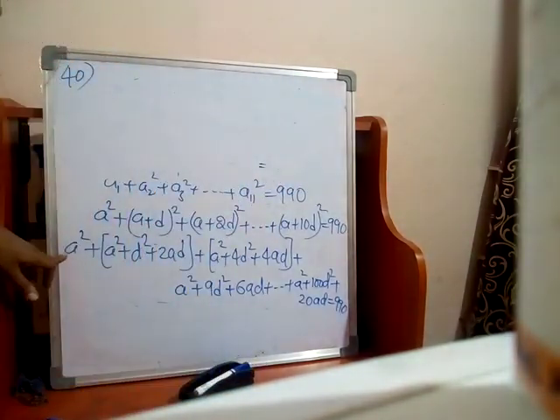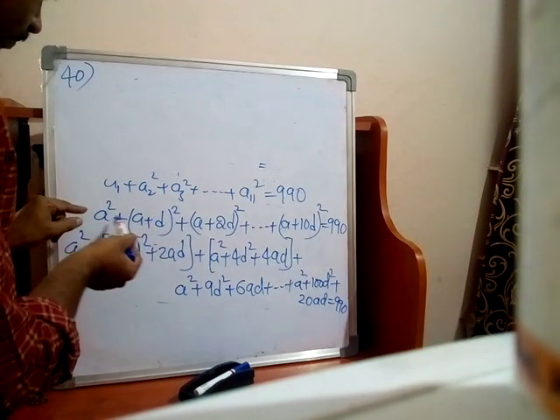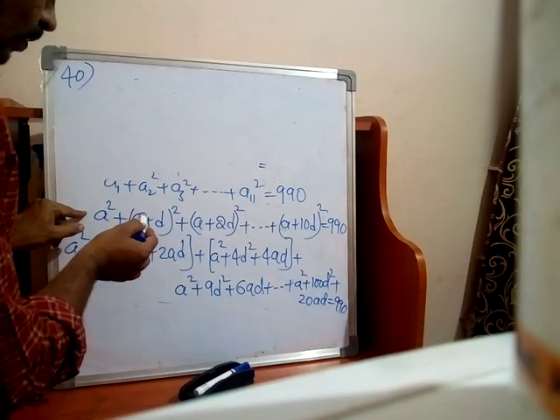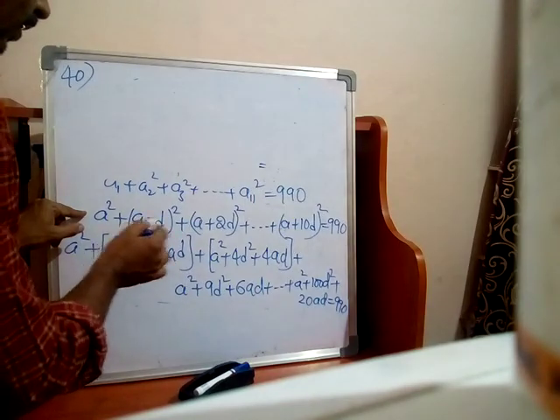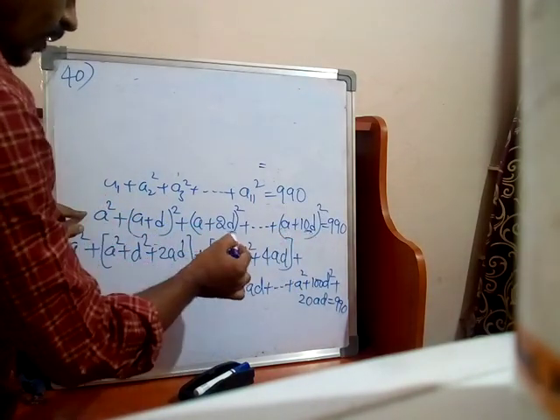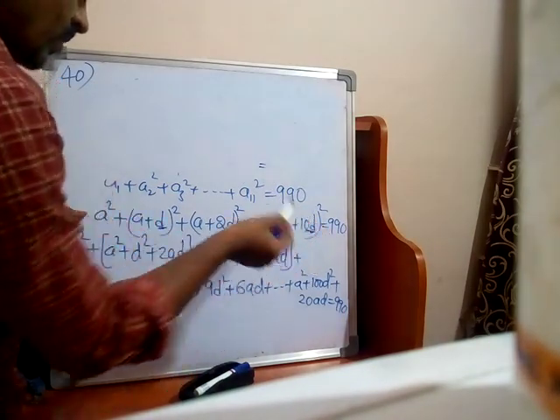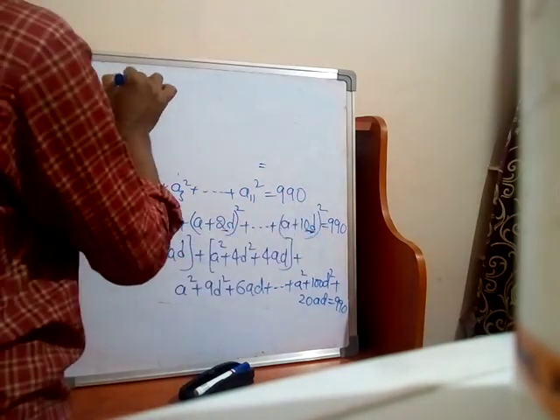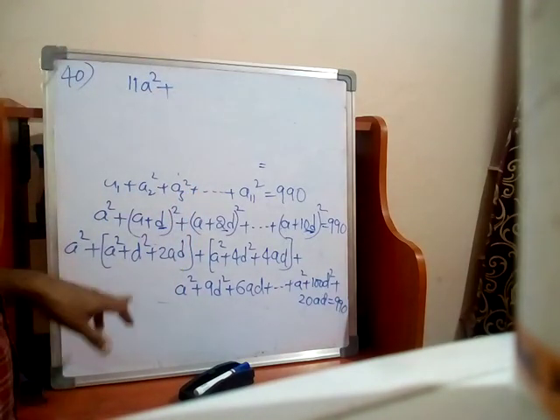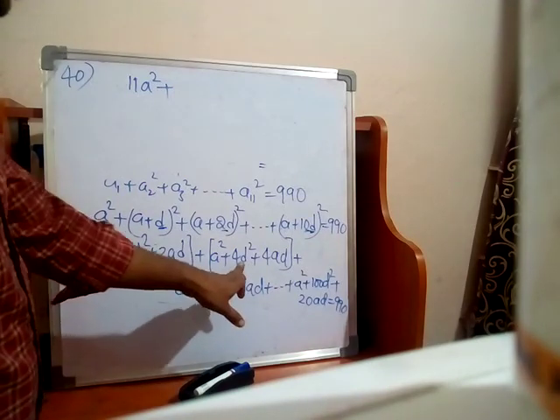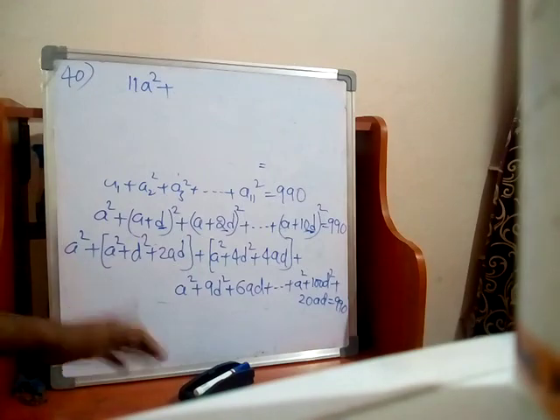So here, a square, how many times we already discussed. Here 1, 2, total 10 only, 10 series: 10d, 2d, 1d, here 1d, 2d, 3d, 4d, 5d, 6d, 7d, total 10d, means 10 times, here 1, total 11 times, 11 a square plus d square.